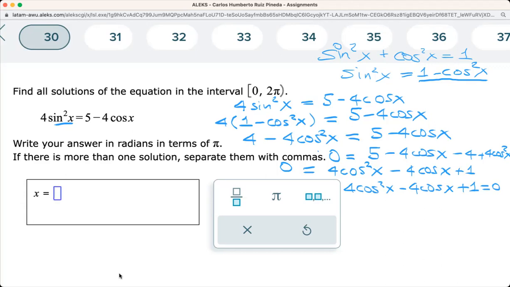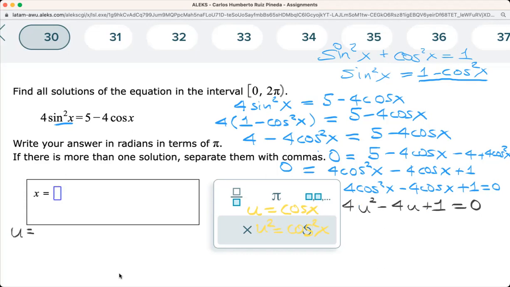And then we have a quadratic function in cosine. So we can say that u is equal to cosine of x, which means u squared equals cosine squared of x. And then we transform this and say 4u squared minus 4u plus 1 equals 0. So we can solve this quadratic equation using the formula. Now let's solve for u with the quadratic formula.